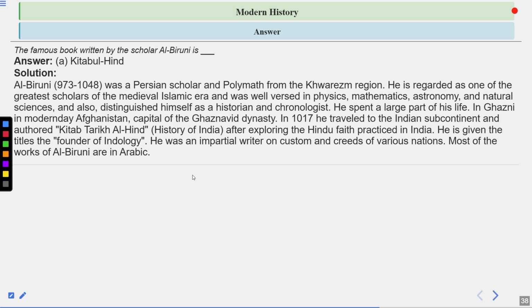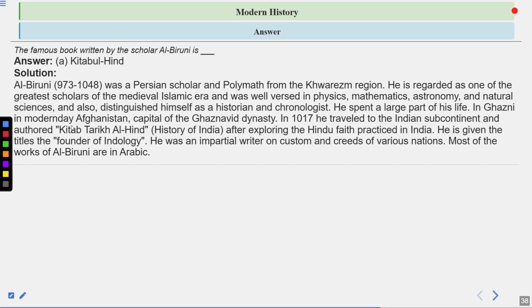Solution. Al Biruni, 973 to 1048, was a Persian scholar and polymath from the Khwarizm region. He is regarded as one of the greatest scholars of the medieval Islamic era and was well versed in physics, mathematics, astronomy, and natural sciences, and also distinguished himself as a historian and chronologist.